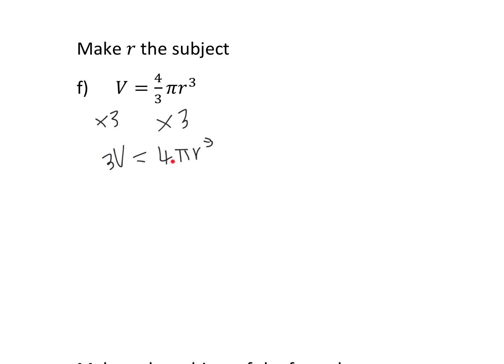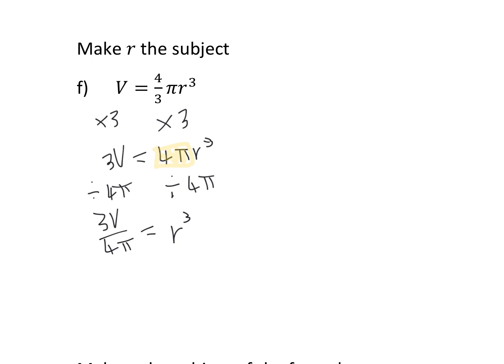Then we can see on the right hand side we've got r cubed, and it's multiplied by 4 pi. To make r the subject, we're first of all going to make r cubed the subject, and then we'll get r. So the r cubed is multiplied by 4 pi. 4 pi is just a number, around about 12. So r cubed is times by 12. So we want to reverse that and divide by 12, or more specifically, we want to divide by 4 pi. So the left hand side would be 3v divided by 4 pi, and the right hand side would be r cubed.